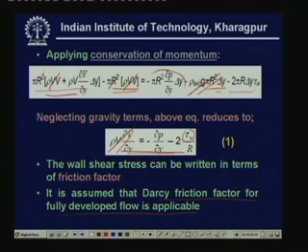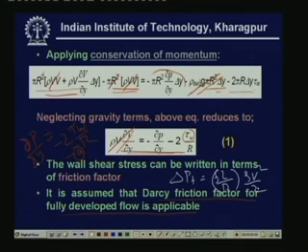Once this term vanishes, you find that dou p by dou y, from this equation, because this is 0, is equal to minus 2 tau w by r. So, this is, let us say, equation A. Then you also have another equation using the definition of the friction factor. From the definition of the friction factor, delta Pf, that is the frictional pressure, is equal to f l by d into rho v square by 2. So, what we do is we replace this shear stress term by using this equation and using this.